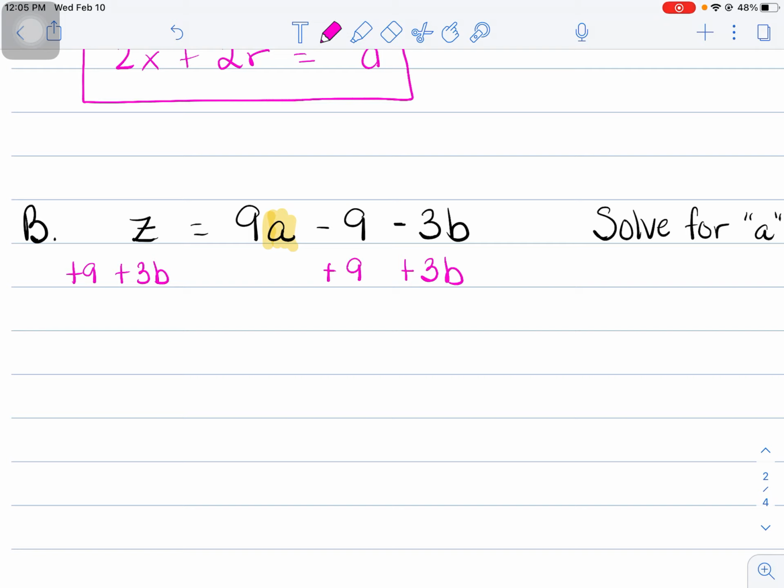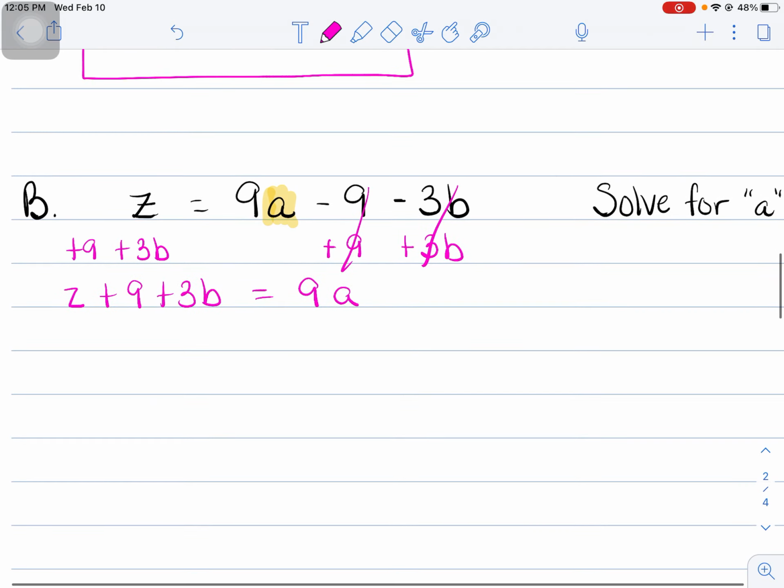I can't combine any of those with z, but they cancel here, and I have now on this side z plus 9 plus 3b equals 9a. So I almost have a by itself. I'm going to go ahead and divide by my 9 on both sides. Now remember that 9 goes into each piece.